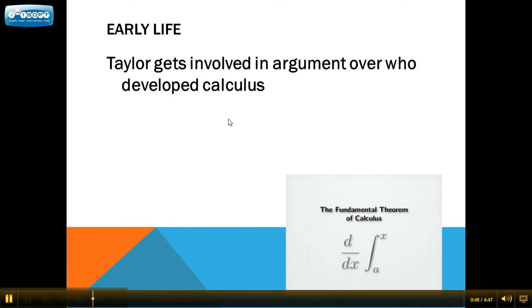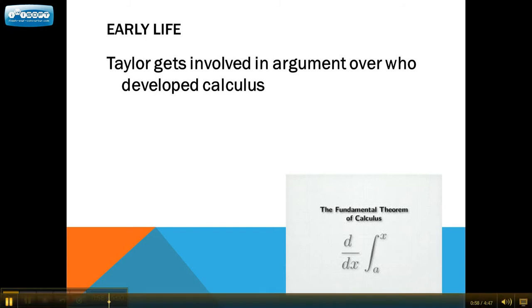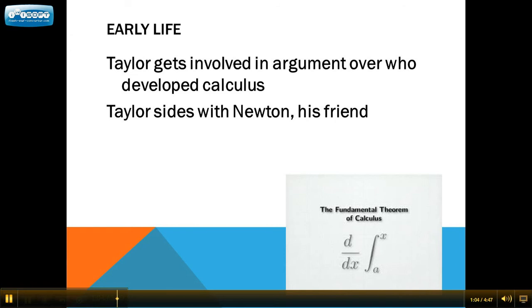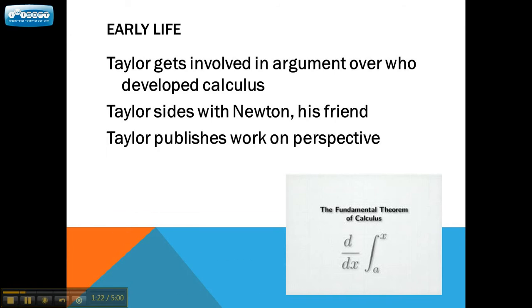After being elected into the Royal Society, Taylor got involved in an argument over who developed calculus. Newton and a man named William Leibniz were arguing over the development of calculus. The Royal Society got involved, and Taylor sided with his friend Newton as well as the Royal Society. Outside of London, Taylor drew a lot of criticism for this conflict of interest and became unpopular among mathematicians and scientists outside of London. After the dispute was settled, Taylor published his work on perspective.